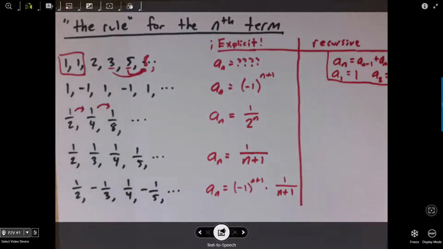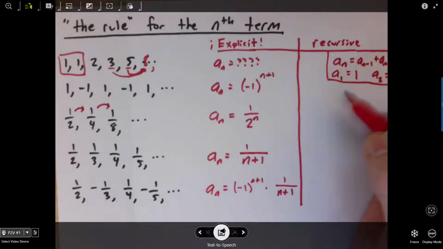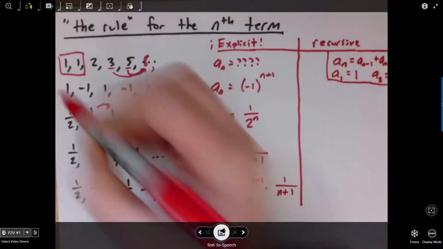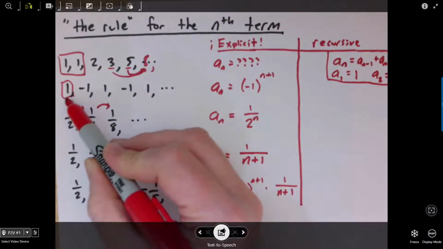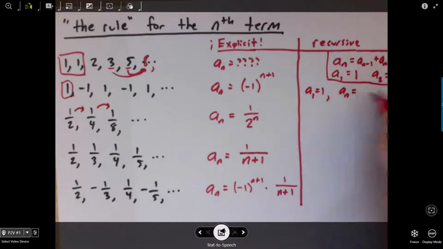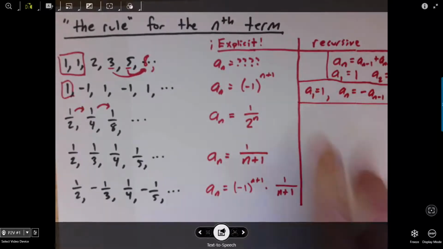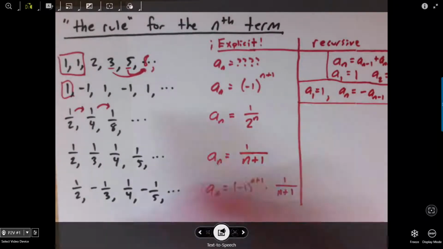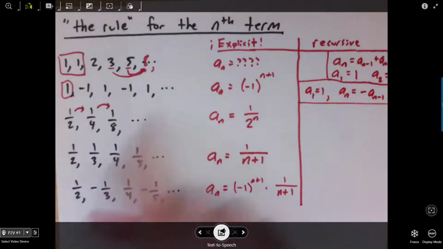I'm back. So here are some answers if you didn't think about them on your own or if you want to check. I said in a recursive rule, you always want to start with a small example where you specify it directly. So a subscript 1 is 1, and then the nth term is just equal to the opposite of the previous term. That makes sense. So these two pieces together are going to define this alternating plus 1 minus 1.